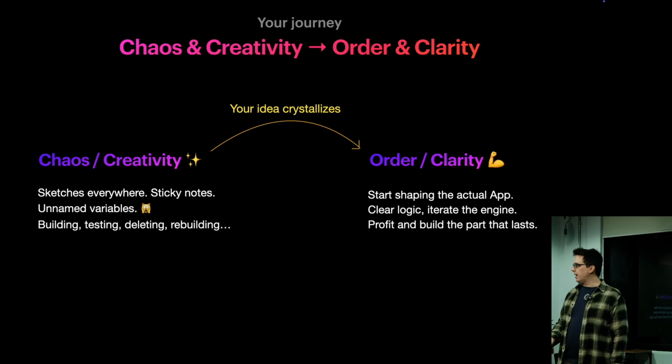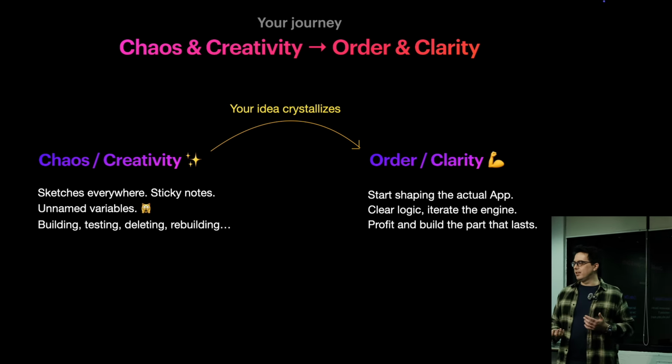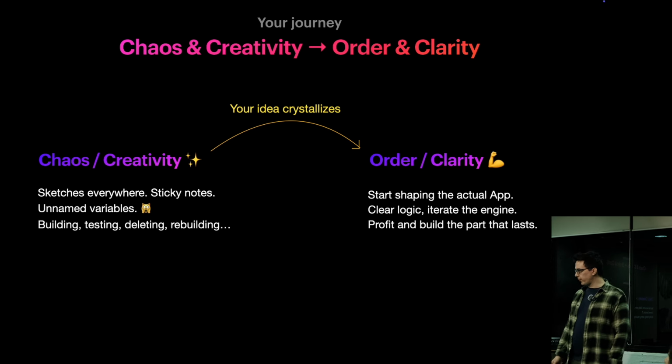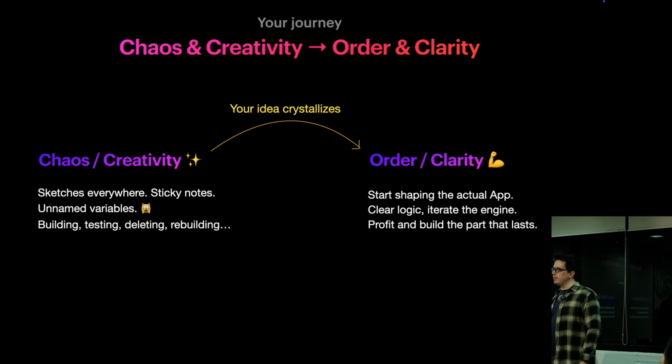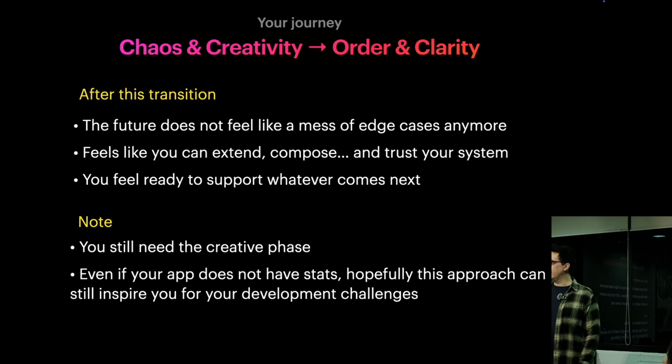That's why you start shipping the app. You have a clear logic, and that's why you can create things like this engine to profit and build the part that lasts. But you need the two phases. So that's your journey from chaos to order and from creativity to clarity. After this transition, the future does not feel anymore like a mess of edge cases. You feel like an excellent composer, and you feel ready to evolve your app as you need.